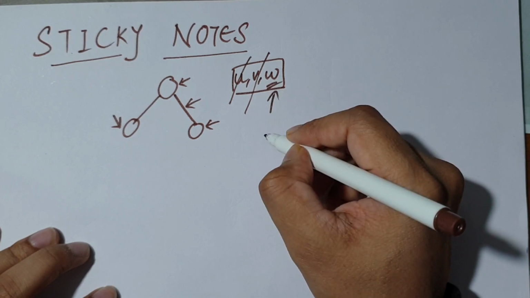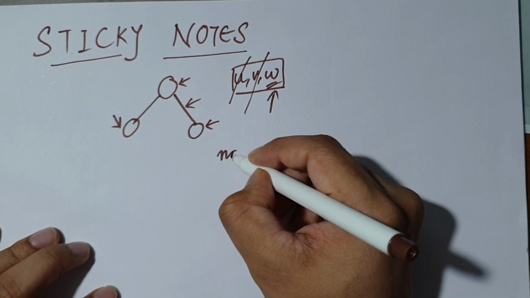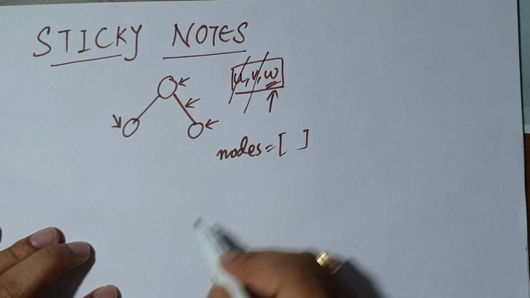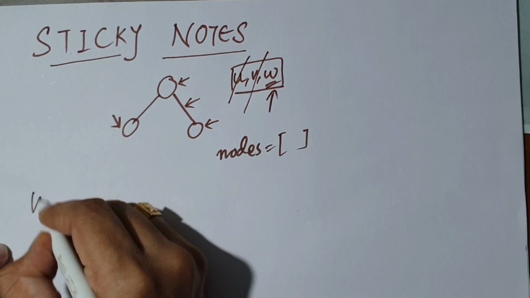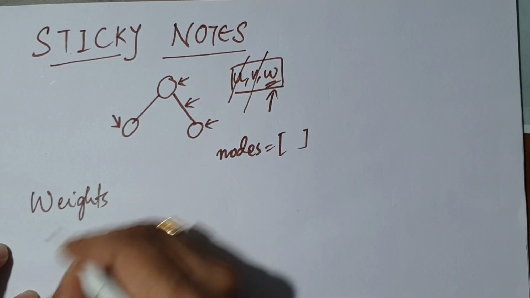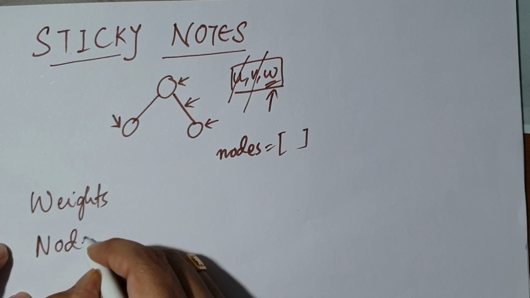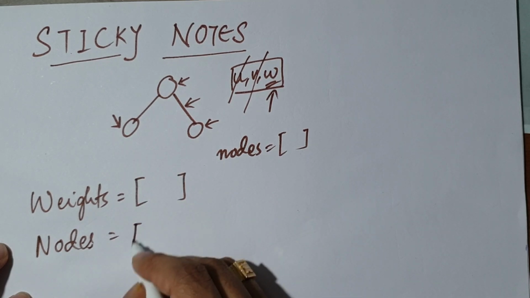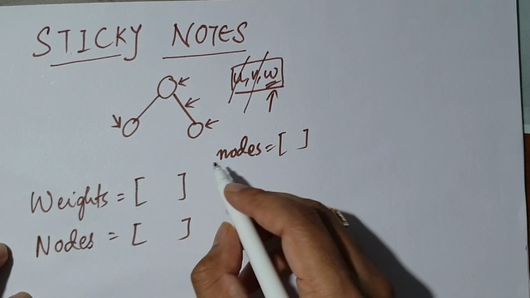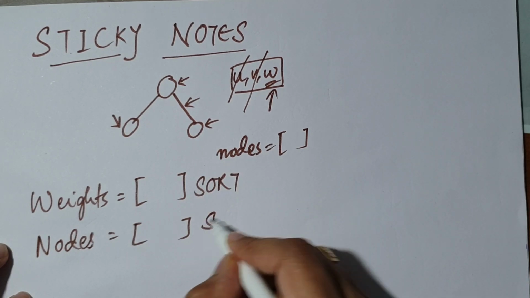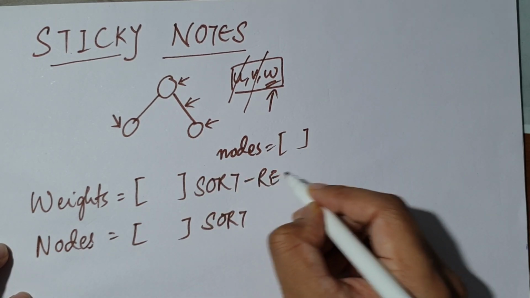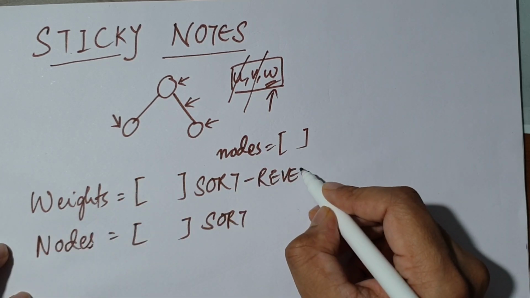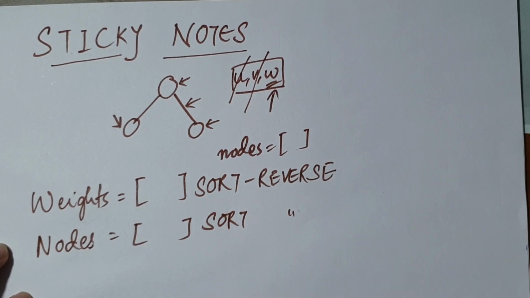So we store the weights in an array, and finally we get the node labels. So we have a nodes list and a weights list. What we do is we sort both these lists. We are basically reverse sorting them, so the values are in descending order. We reverse sort both the lists.